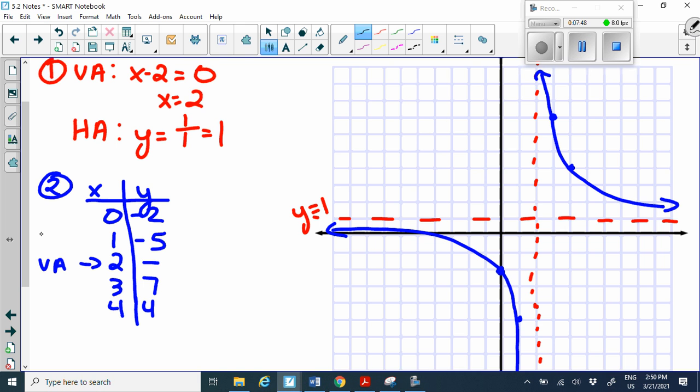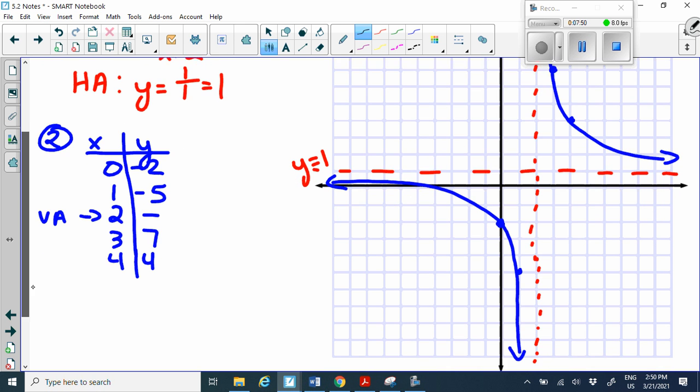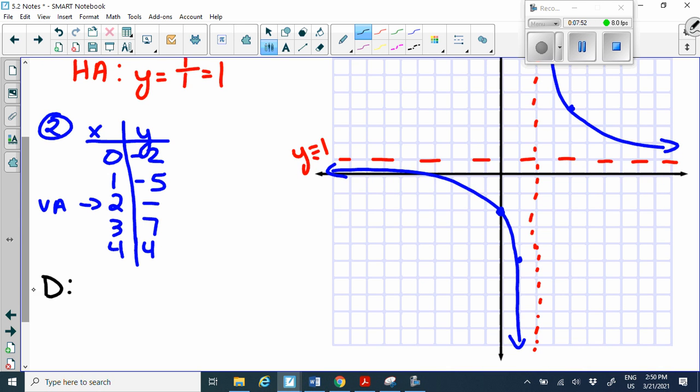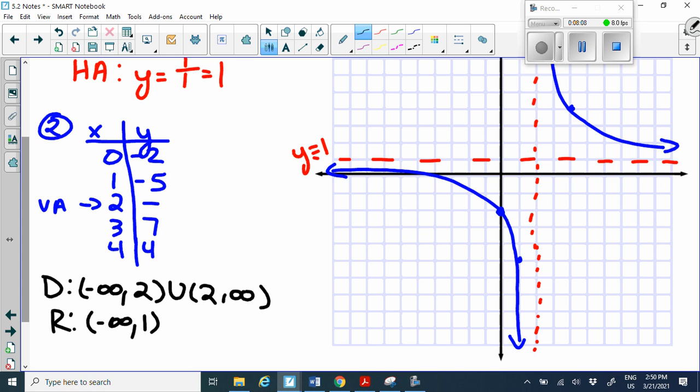And then our last thing that we do need to do is do the domain and range. Domain is going to be from negative infinity to 2, and 2 to infinity. And then horizontal asymptote deals with the range. So that's going to be from negative infinity to 1, and 1 to infinity. There you go.